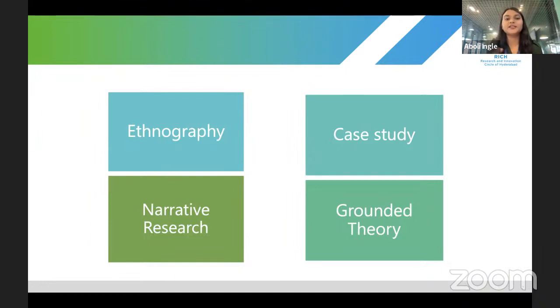Okay, this might be the reason. This is there. XYZ is the reason it's happening. So we arrive at a theory in the grounded theory approach.